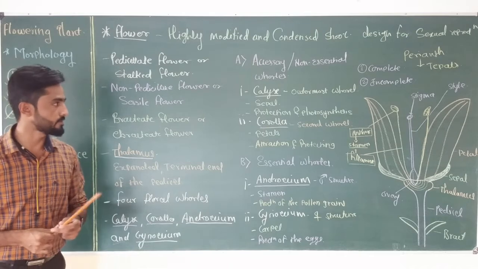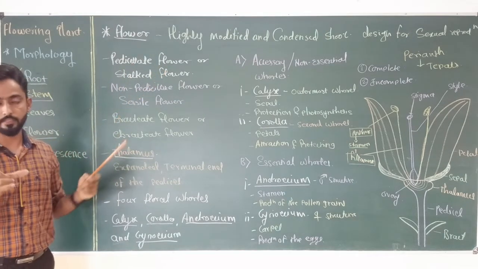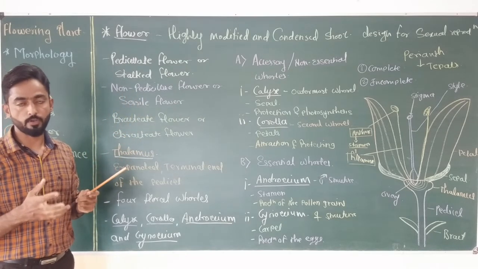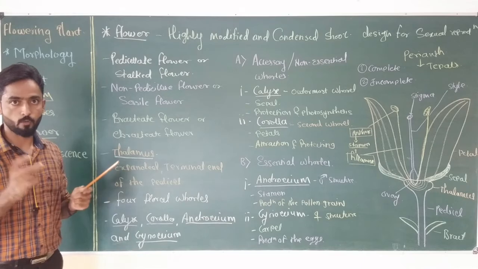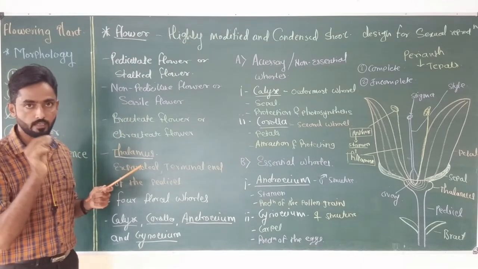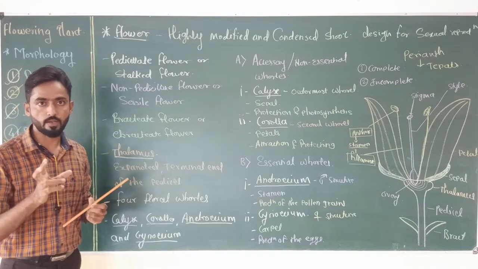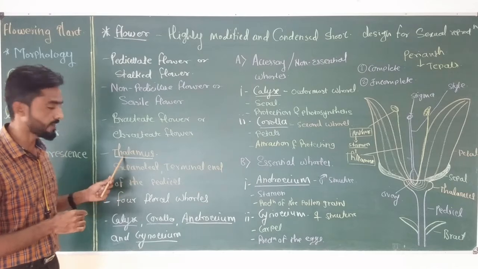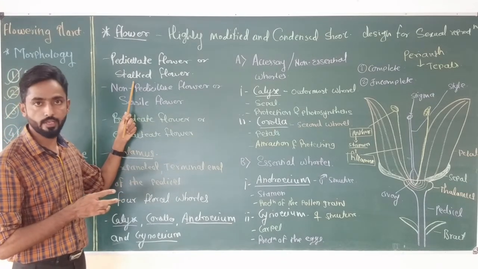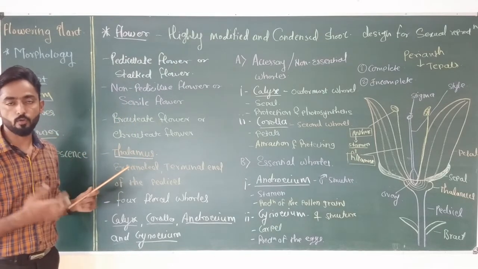Okay, in this lecture we have discussed the pedicellate or stalked flower, the flower which has a pedicel or stalk. Then the non-pedicellate or sessile flower, that means the flower does not show the presence of a pedicel or flower stem. Then a bracteate flower means the flower which has a bract, a small leaf-like structure. And an ebracteate flower means the flower which does not show a bract. Then the thalamus is the terminal swollen end of the pedicel. Okay, and the thalamus is the portion from where the different floral whorls arise.